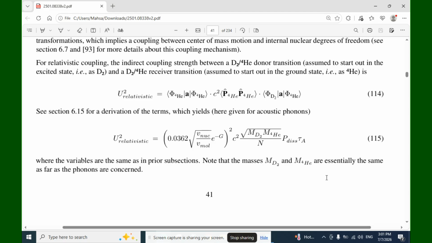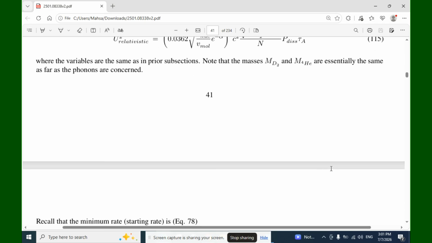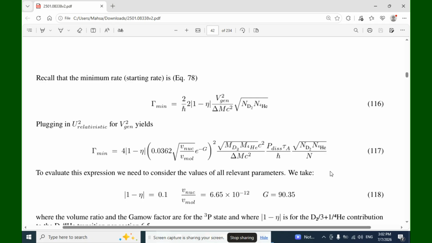Given for characteristic phonons, U relativity squared is equal to 0.0362 square root nu nuclear divided by nu molar e to the power of minus g squared, c squared square root m deuterium m helium 4 divided by n p d set tau r, where the variables are the same as in the prior subsections. Note that the masses m deuterium and m helium 4 are essentially the same as far as the phonons are concerned. We recall the minimum starting rate in equation 78.